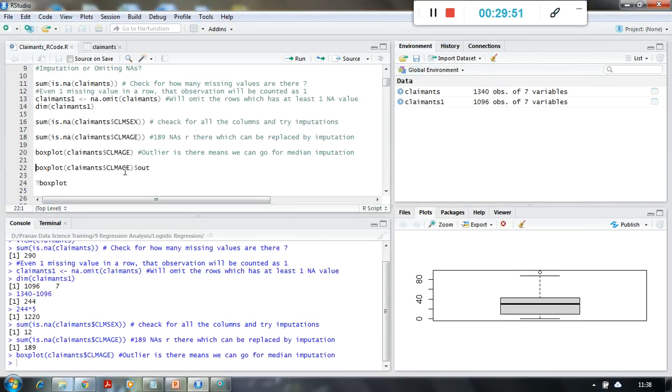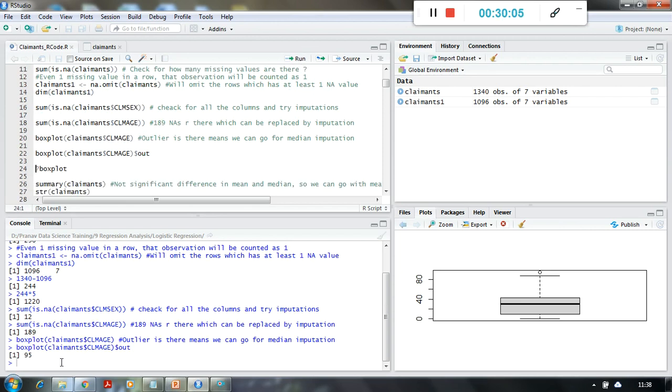And because we want to go for imputation, we have to check the outliers, right? So how many outlier values are there can be found by writing the dollar out to this boxplot function, right? So if I execute this line of code, I have got a 95. What is this 95? Are these the number of outliers?